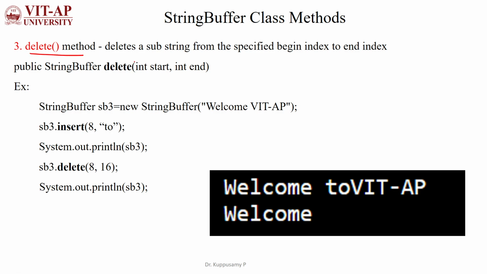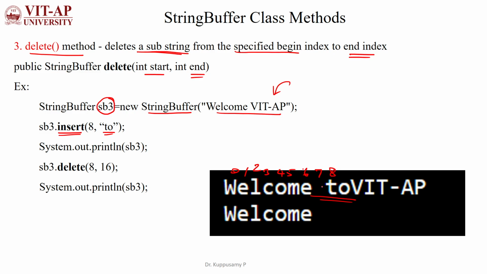Likewise, the delete method is used to delete a substring from the specified beginning index to end index. So for that we have to pass the starting index and ending index. As usual, sb3 is the variable with respect to the string buffer class. We are having the string as an argument, welcome VIT. So here we are inserting the 2 at the 8th position. So 0 1 2 3 4 5 6, the seventh place is space, then 8. So at the eighth place 2 is inserted.